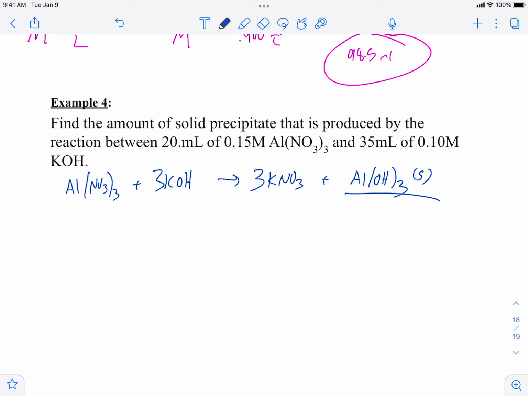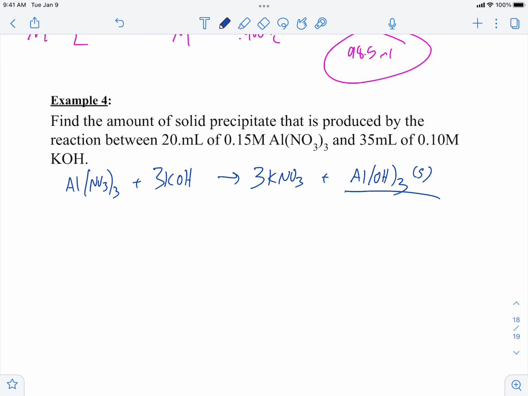Okay. It is saying find the amount of solid. Find the theoretical amount of the solid. So this is a classic limiting reactant problem. I'm going to need to find moles first. So 0.02 liters times 0.15 molar, 0.003 moles. Oh, actually, I only have 2 sig figs on that. 0.0030 moles of aluminum nitrate.